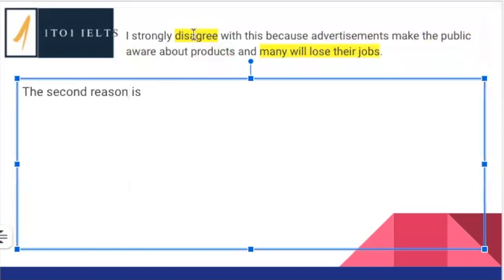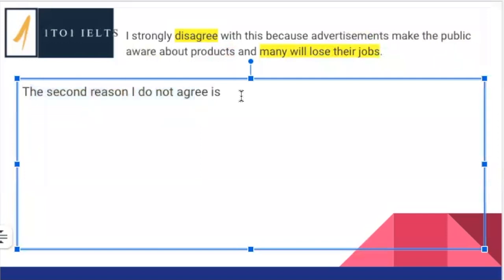So that word disagree, or what was the alternative we could have? Not agree. It needs to be in your topic sentence for an opinion essay. Okay, this is not optional. This needs to be in there. You need to be showing your opinion.